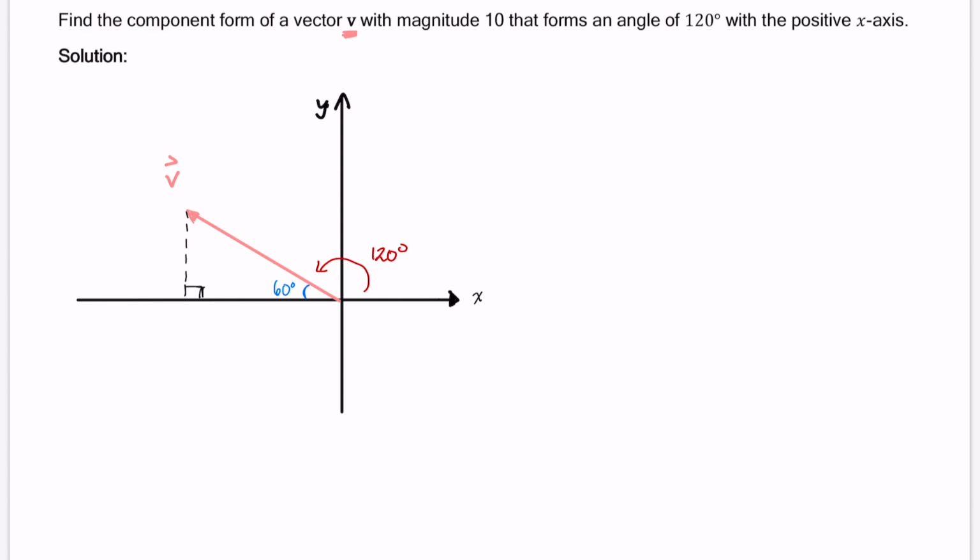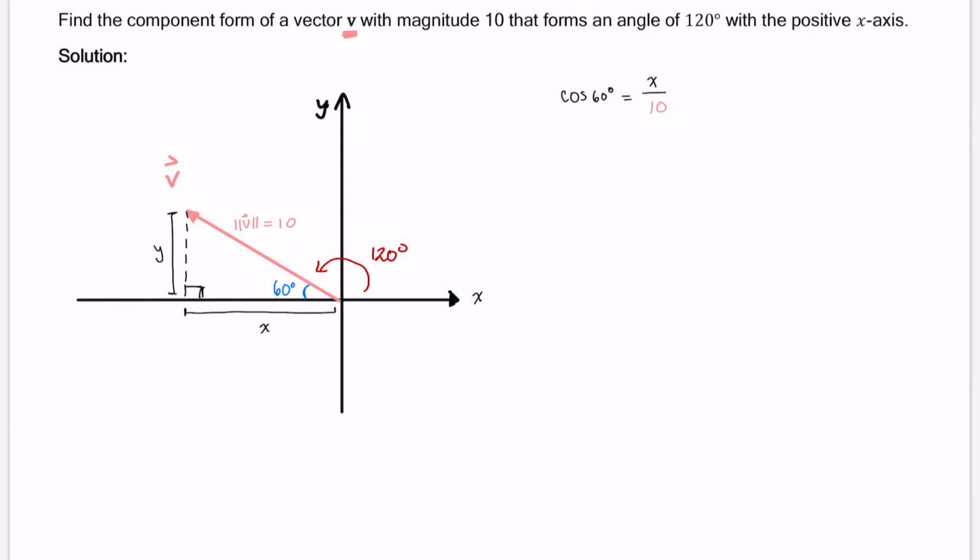Now think back to trigonometry. I know that the cosine of 60 degrees is equal to, and I'm going to name this here the x component. This here I'm going to name y. And I know the cosine is equal to the x over the hypotenuse. And let me label what the hypotenuse is. Well, we know that the magnitude of this vector is 10, so the hypotenuse is 10.